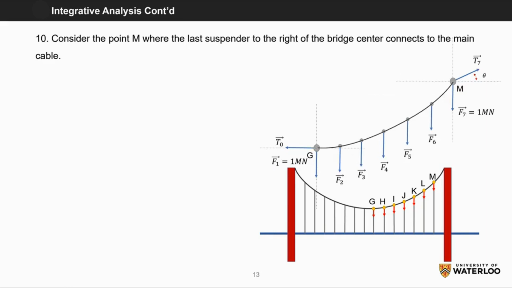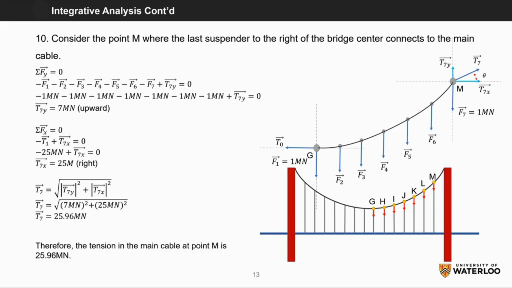And now finally, let's consider the point M where the last suspender to the right of the bridge center connects to the main cable. We will be taking all the points between G and M into consideration. F1 through F7 are the suspender reactions supporting the crossbeams. T0 is the tension to the left of point G, and T7 is the tension to the right of point M. The angle at which T7 is projected is unknown, therefore we will be dealing with the components. Now using the equations of equilibrium, we find that T7y is 7 meganewtons and T7x to be around 25 meganewtons, which gives us T7 to be 25.96 meganewtons. Using the components, the angle can be determined to be 0.273 radians.